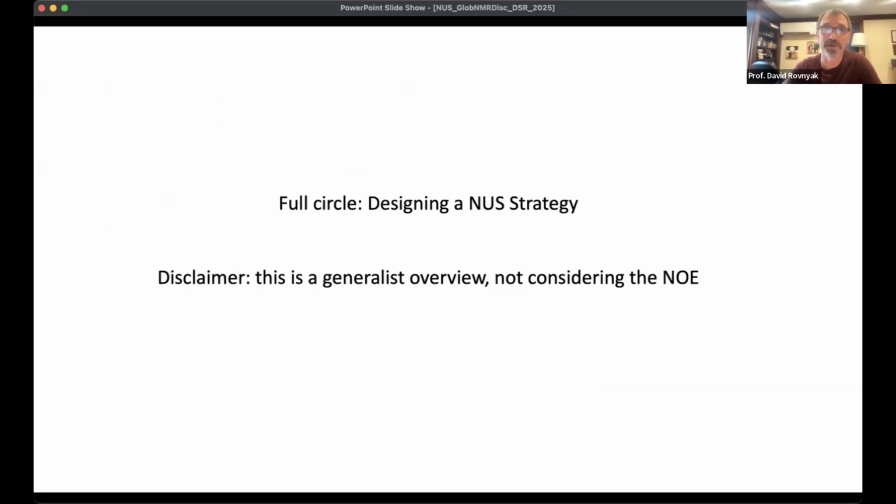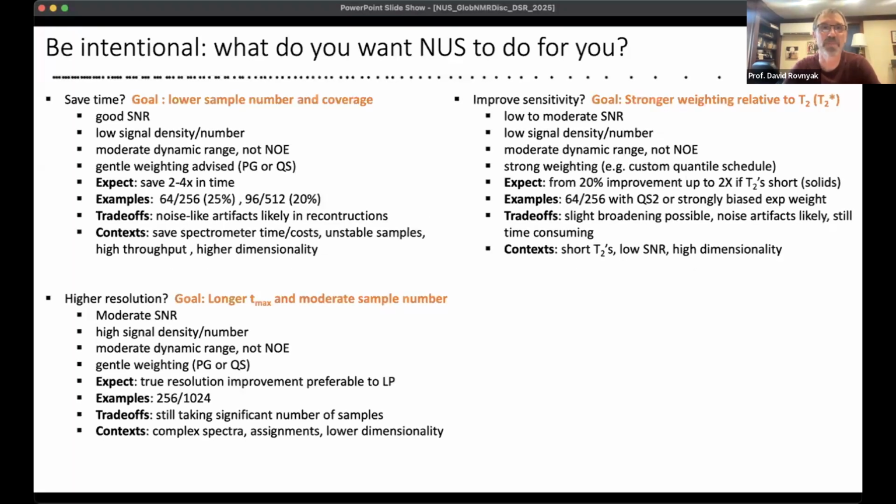I will finish up, don't worry. I'm going to give you a generalist overview where I'm not considering the NOE. The NOE is a particularly demanding experiment that generally needs bespoke solutions. Generally, ask what you want NUS to do for you. Do you want a lower sample number and coverage to save time? Then do that. Do you want higher resolution? Do you want to improve sensitivity? I won't repeat these. I think you can read these and get the rough idea of what these entail.